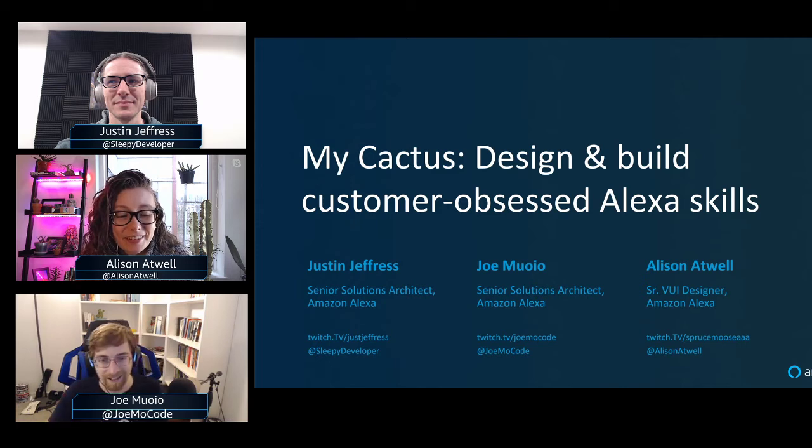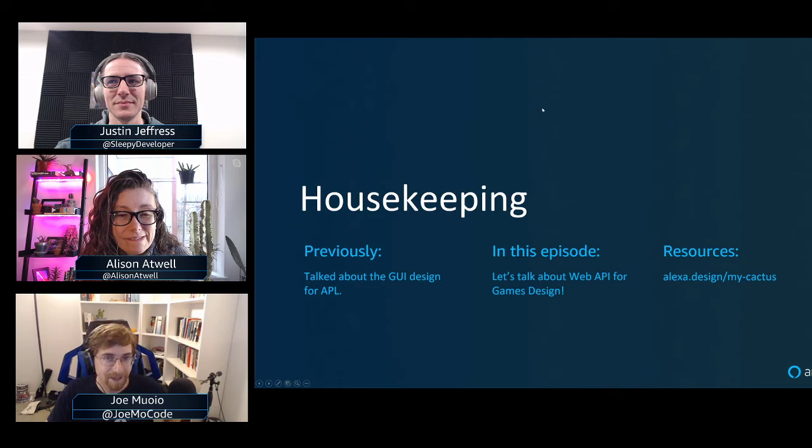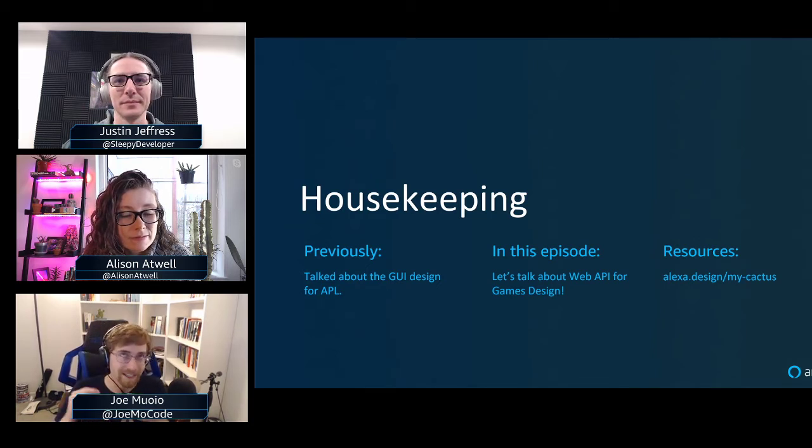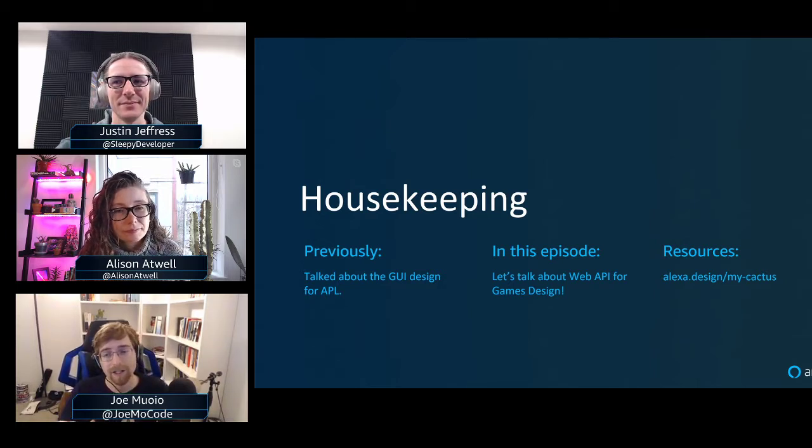So let's continue our design to building. But first, a bit of housekeeping. Last week we talked about the GUI design for APL. In this episode, we're going to talk about what we have added to that with the Web API for games and how we've built some of this.